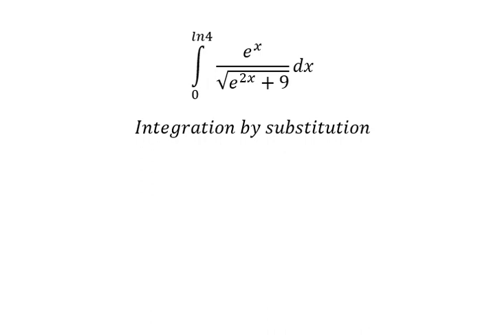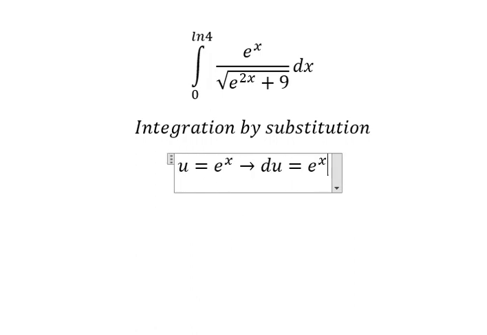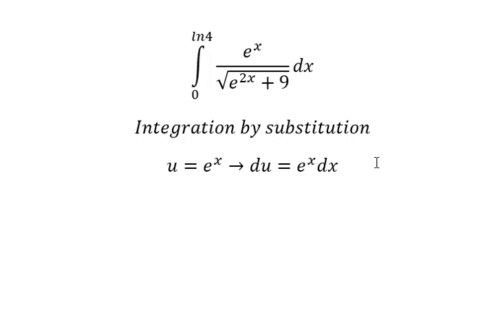So I will put u equals e to the power of s. Later we need to first take the derivative of both sides, and we have it like this. Next we need to change the bounds.